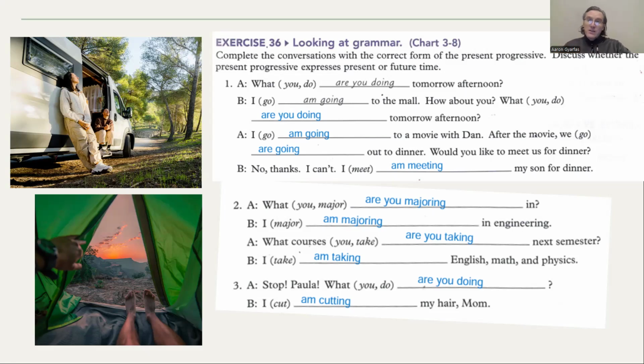So present progressive will always talk about the present, now, unless you specify a future time. You need to say tomorrow afternoon. What are you doing tomorrow afternoon? What are you doing next semester? What are you doing next week? And we know we're talking about future plans. If I just ask you, hey, what are you doing? That means, what are you doing right now? If I want to know your plans for tomorrow, I would say, hey, what are you doing tomorrow?